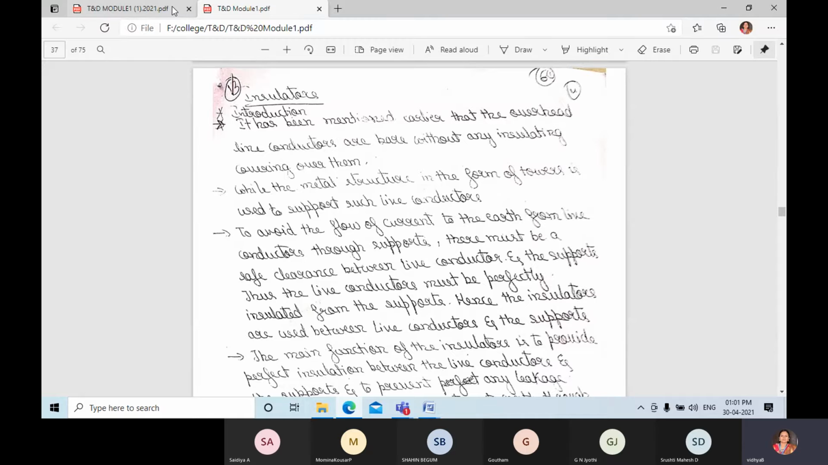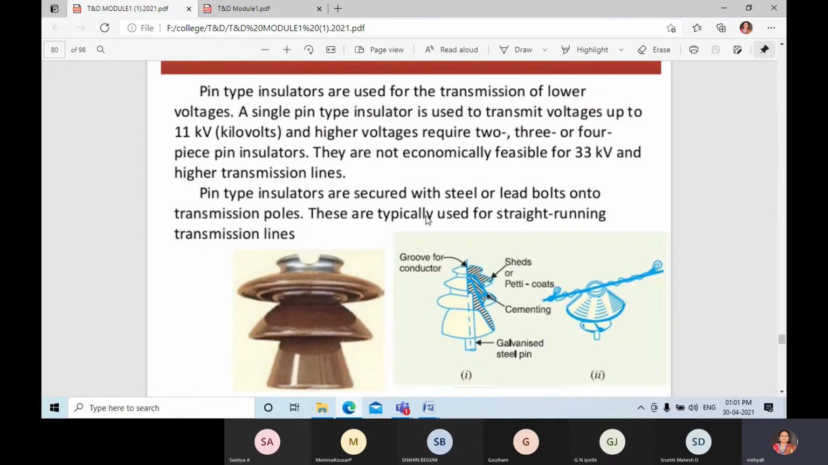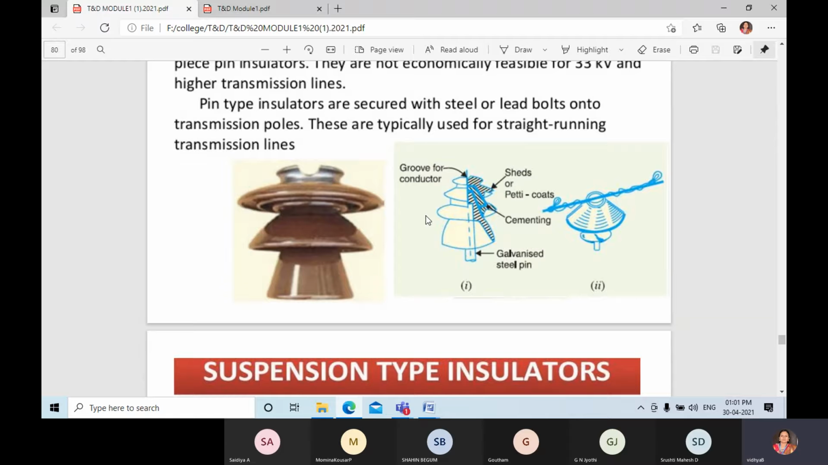I don't know whether you have observed or not, this is one type of pin type insulator. You can observe here, this is a groove for the conductor. That means it will hold the conductor. I'll explain in the next class.